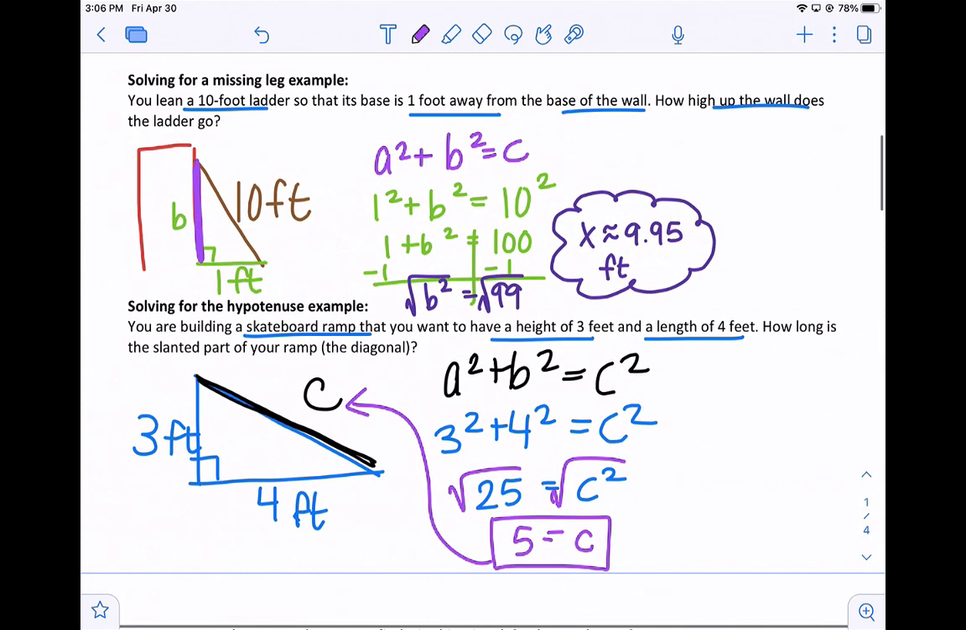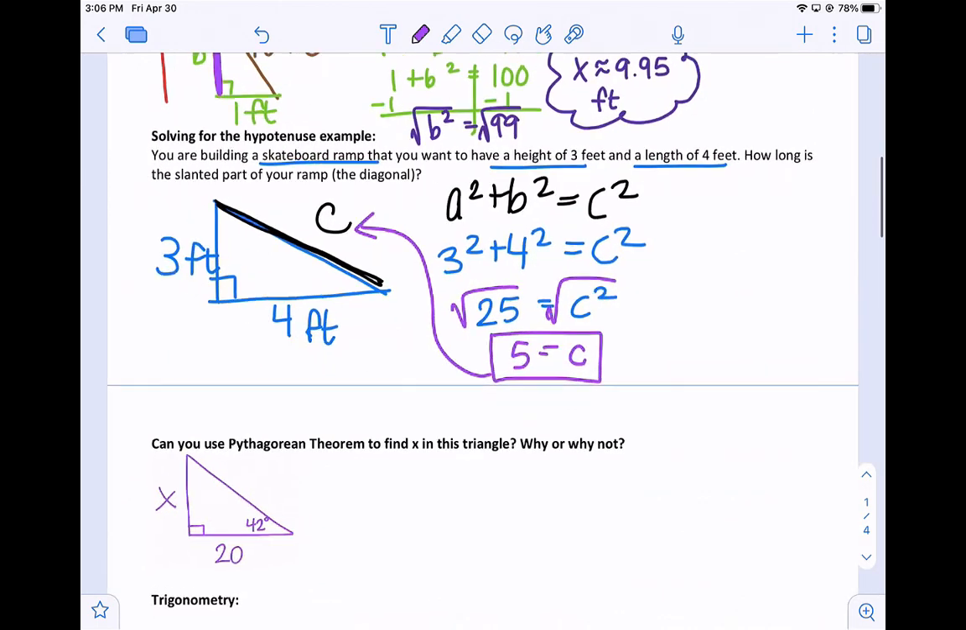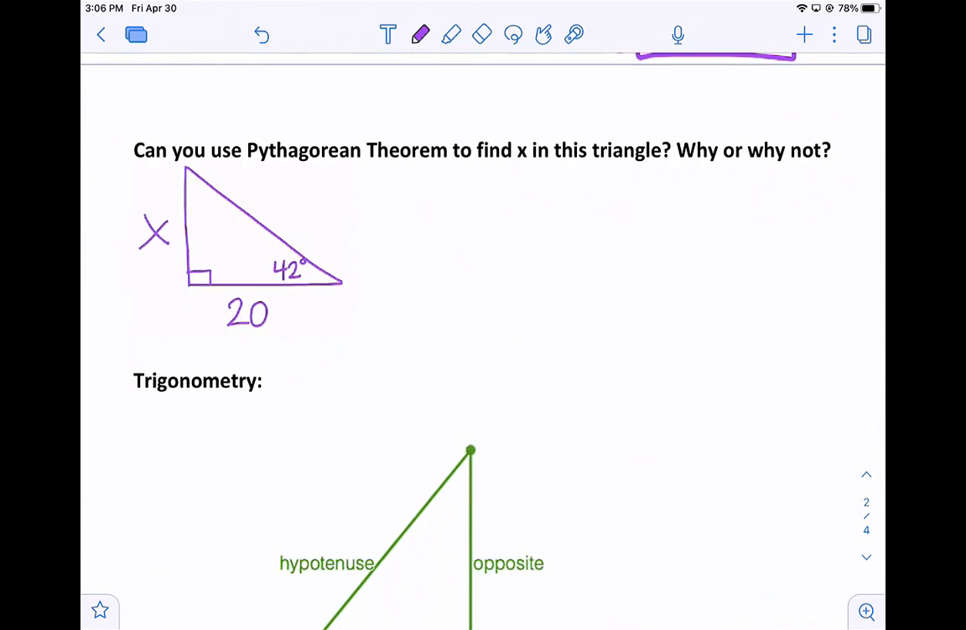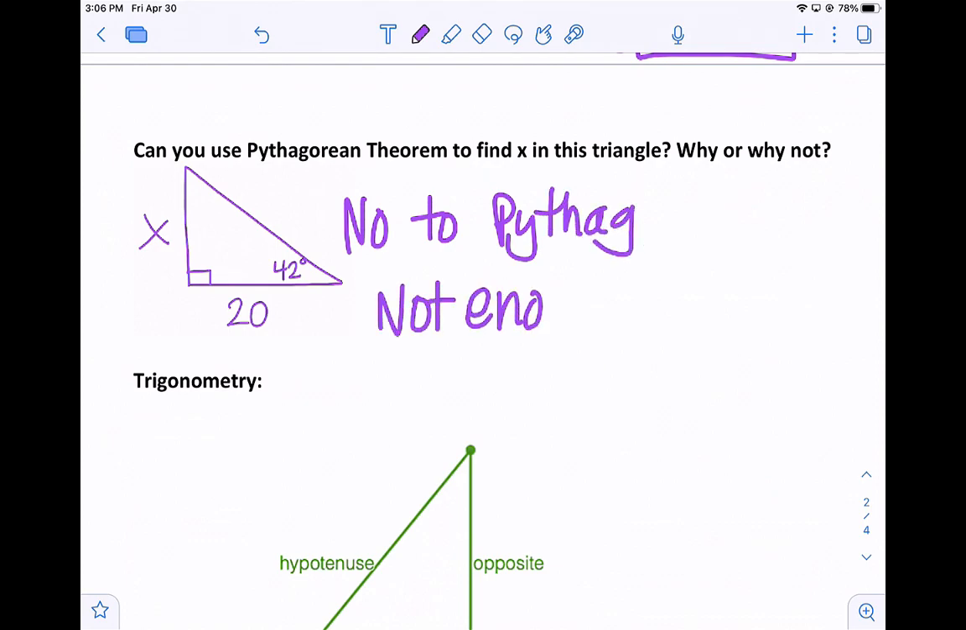So we've looked at using the Pythagorean theorem to solve for a leg or the hypotenuse, so you should be comfortable doing both. Let's take a look at the next problem. Can we use the Pythagorean theorem to find x in this triangle? Why or why not? If you notice, we have one leg, we don't have another leg, and we don't have the hypotenuse. So if we try to use the Pythagorean theorem, we don't have enough information. So no, we can't use the Pythagorean theorem. There's not enough information.